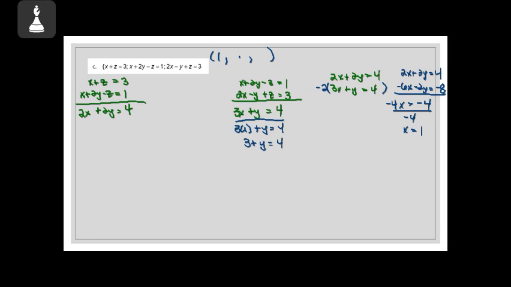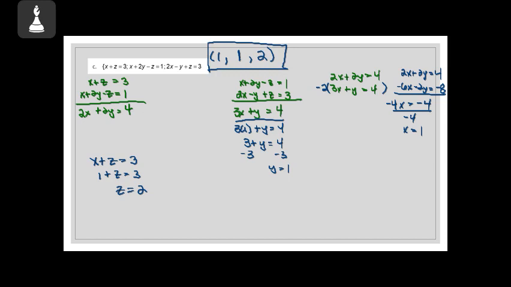And then I need to go back to any one of my original equations. So let's say I go back to the first one, x plus z equals 3. X is 1. 1 plus what is 3? Well, z then has to be 2. So the final answer is 1, 1, 2. Now, the way that I am doing it here is not the only way that it can be done. I just picked the easiest route.